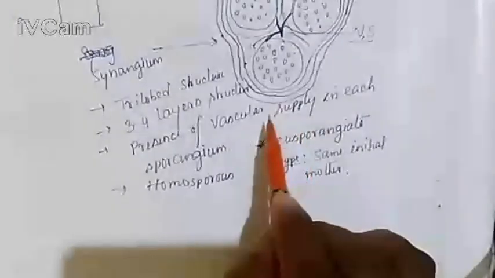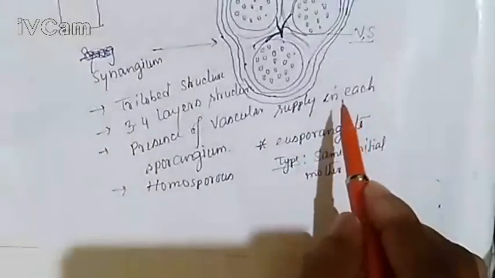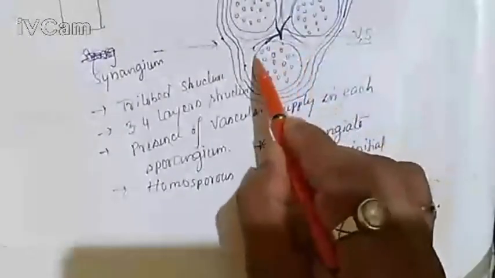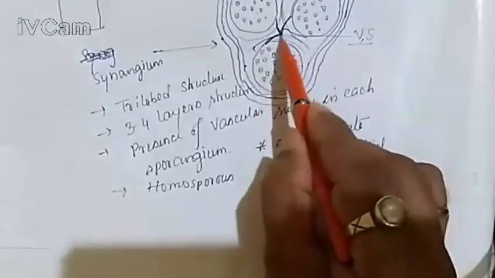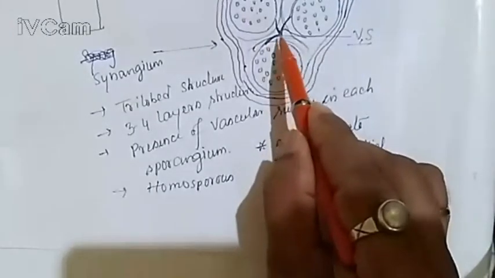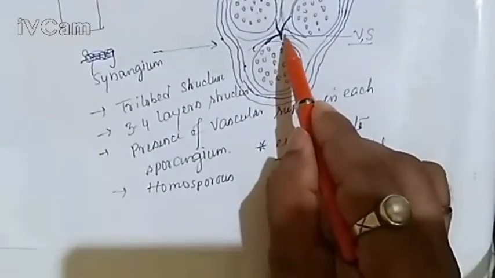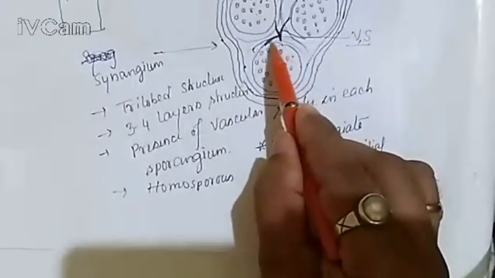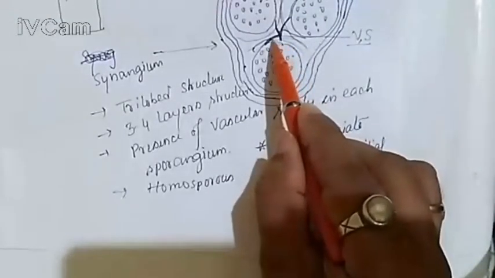Presence of vascular supply in a sporangia. Suppose it is a sporangia. Here there is a presence of vascular supply, that is xylem or phloem. So this supply is prominently present here. Remember it.